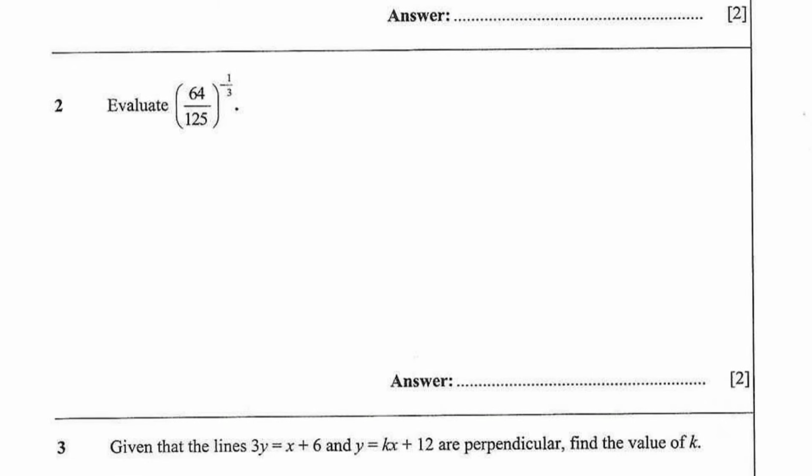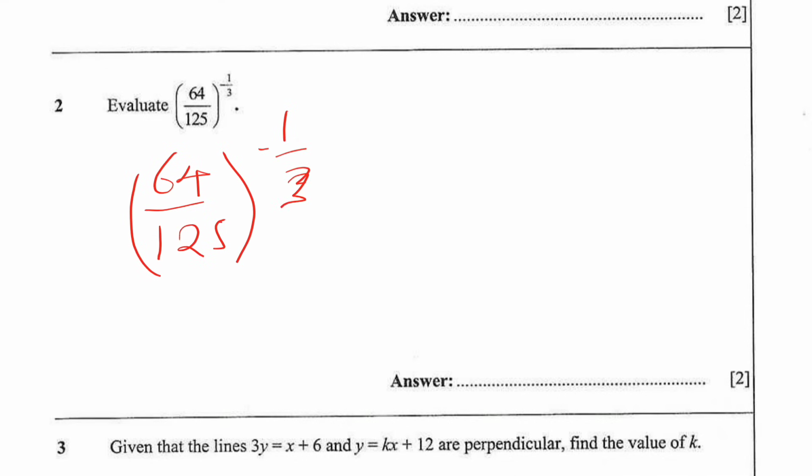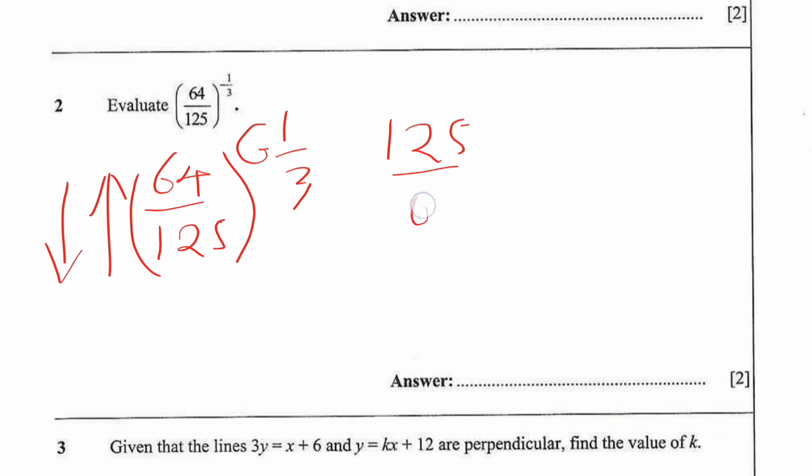So this question is saying 64 over 125 close bracket to the power negative 1 over 3. What you need to do first, to get rid of this negative, is to swap these. The numerator becomes the denominator and the denominator becomes the numerator. So it would be 125 over 64 to the power 1 over 3.